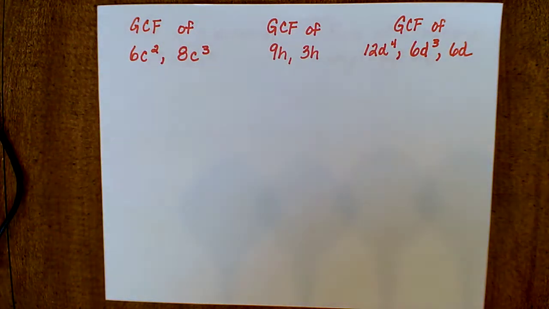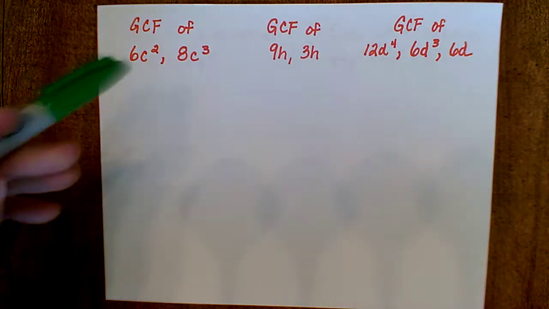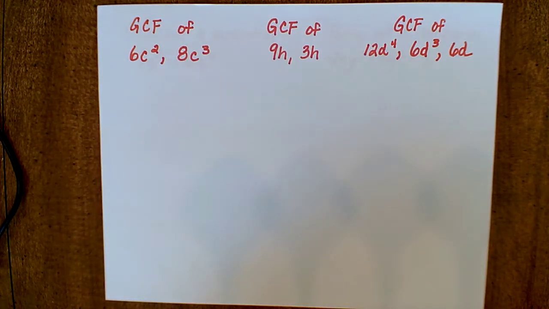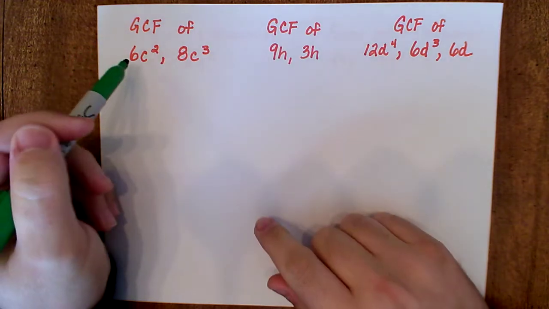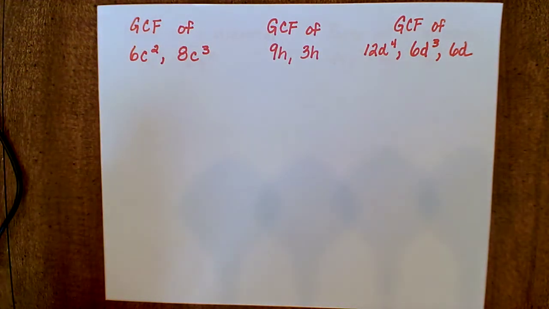So we're going to take a look at greatest common factor today. That's GCF. What you're looking for here is the biggest number that goes into both of these numbers. Now this is a little bit more difficult because we're dealing with variables, but it's still the same concept as when we were working with fractions and things like that.